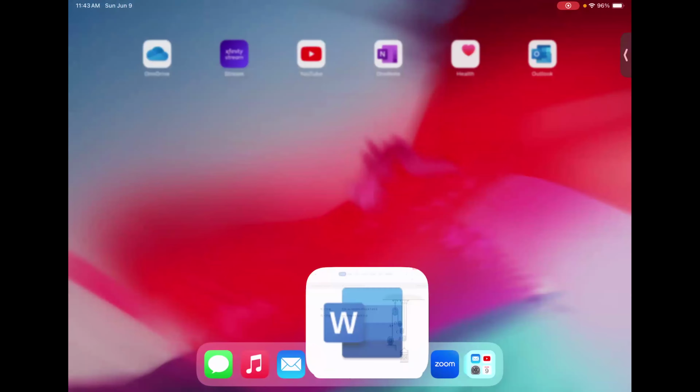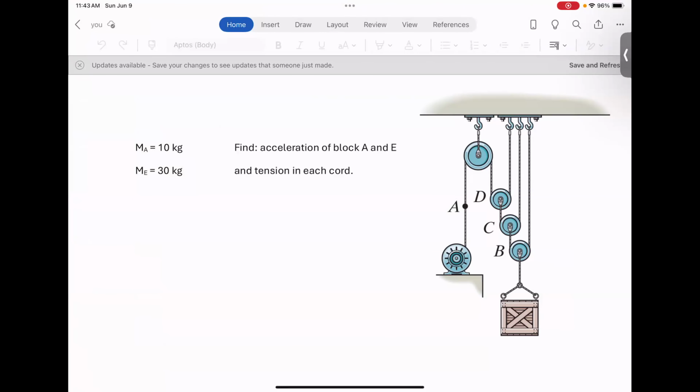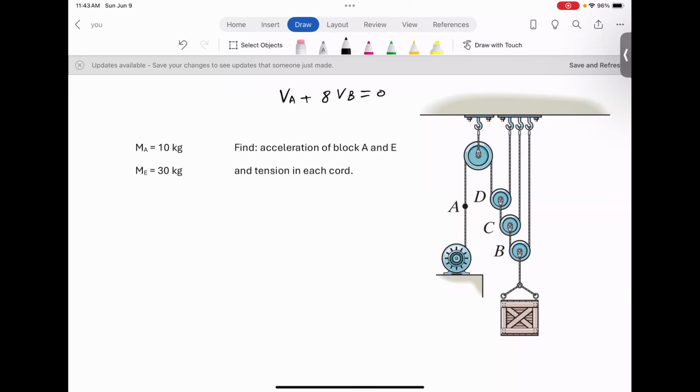Let me go back to our problem here. So remember, this was the equation that we got. So let's go ahead and say velocity of A plus 8 velocity of B equals 0. So basically velocity of point A is 8 times velocity of B, or I call this E actually. And remember, velocity of B and E are the same, or acceleration of B and E are the same, right? So if you go ahead and take the derivative one more time, this is actually the equation that I would like to use eventually in this problem. So it's exactly the same equation in terms of velocity or acceleration.